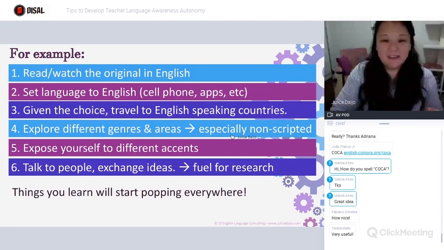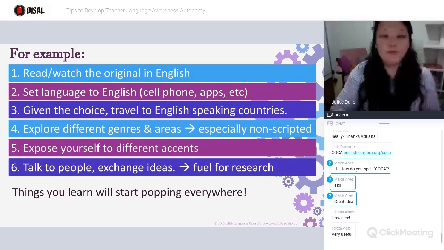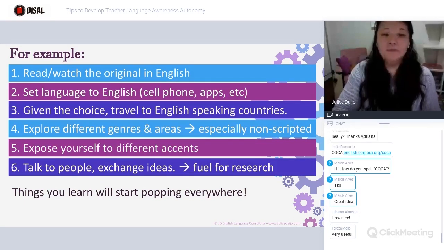When it's more authentic, you get a different repertoire of material for you to have insights. Expose yourself to different accents. And number 5 here, I know there are many courses out there that are called accent reduction. I'm kind of against them. I think it should be the opposite.